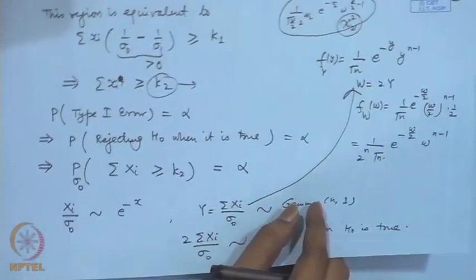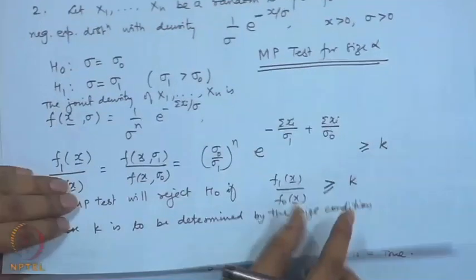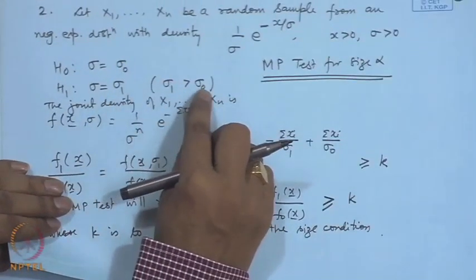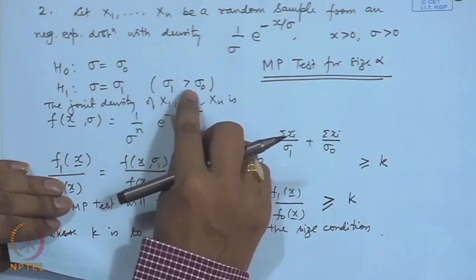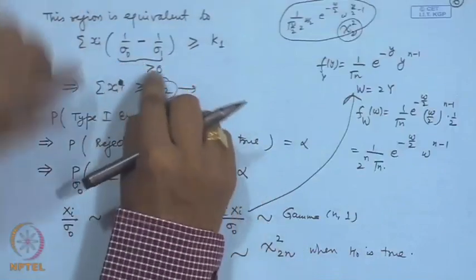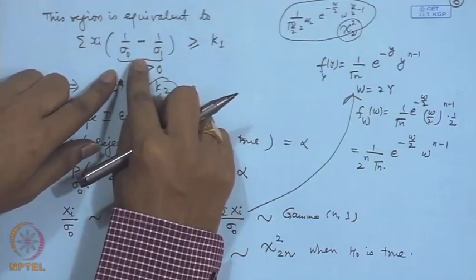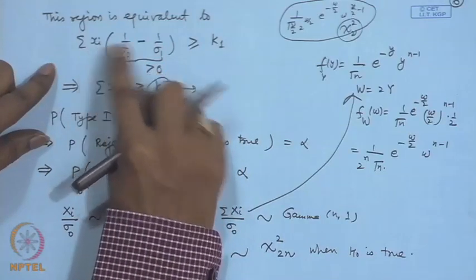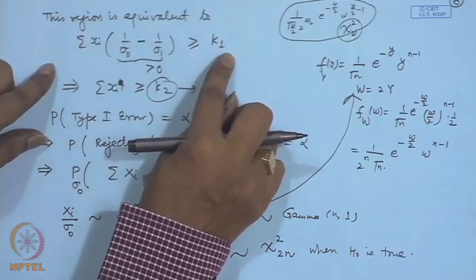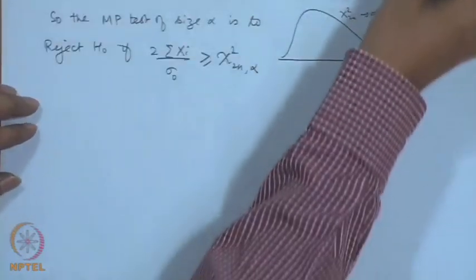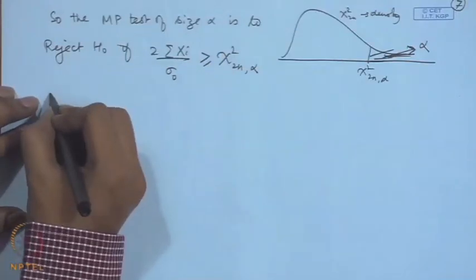Once again, note here that if I have a modification in my original hypothesis, in place of sigma 1 being greater than sigma naught, if sigma 1 is less than sigma naught, then there will be a modification here, because this coefficient will become negative. If this coefficient becomes negative, then the region will turn out to be sigma X_i less than or equal to something here, and therefore, the rejection region will then become left handed.